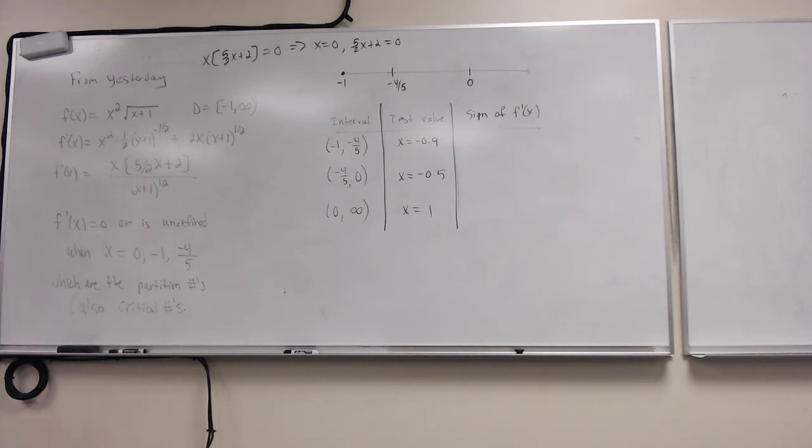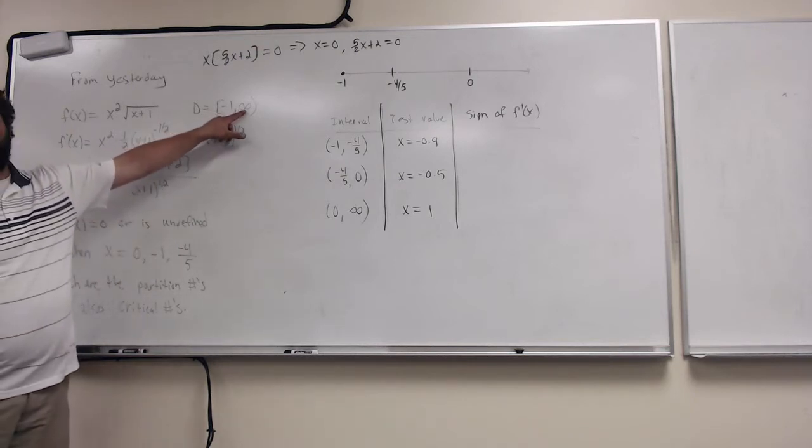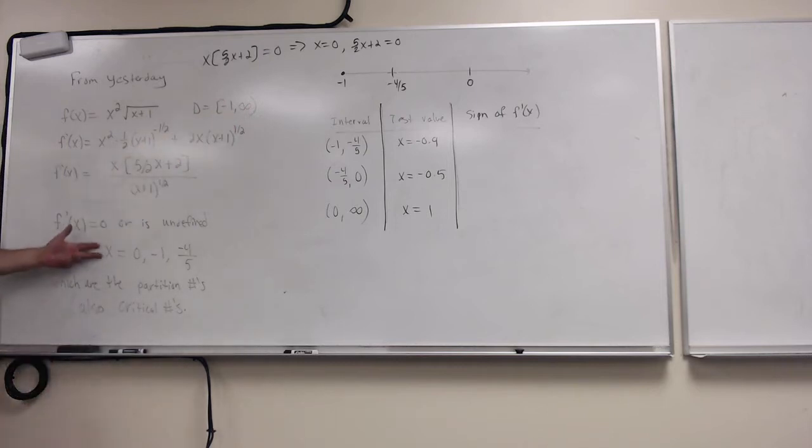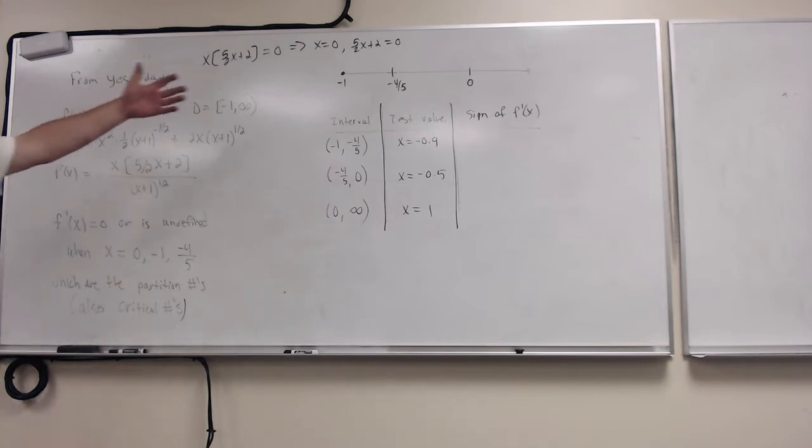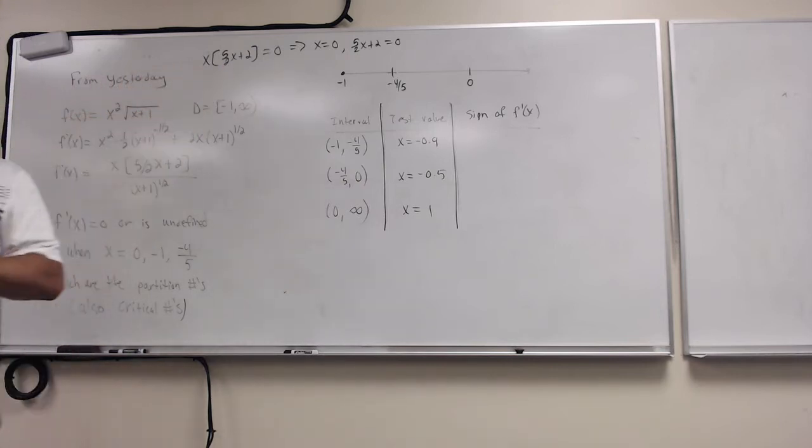And then what makes a partition number a critical number we talked about yesterday? If a partition number is also in the domain, it would be a critical number. So you might notice that all three of these numbers are in the interval from -1 to infinity. So these partition numbers are also what we call critical numbers. Now for the sake of finding intervals of increase and decrease, you can make a number line if you like, and put all your partition numbers on the number line.